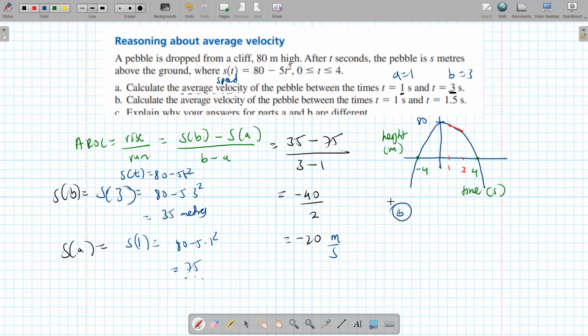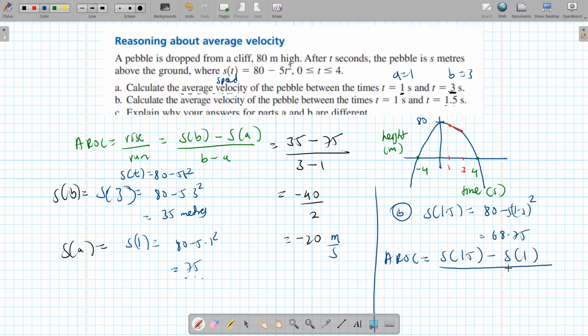B is also similar. Now instead of the upper bound being 3 seconds, the upper bound is 1.5 seconds. So we can quickly find out the upper bound, S of 1.5. So that'll be 80 minus 5 times 1.5 squared. That gives me 68.75.